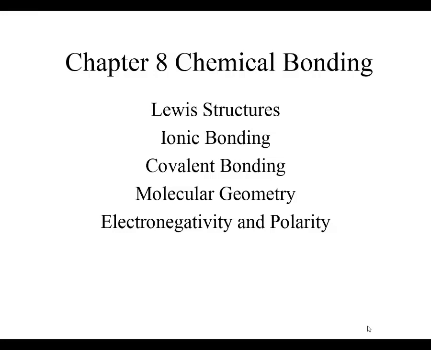In Chapter 8, we will be looking at how to predict Lewis electron dot structures and how to describe ionic bonding, covalent bonding, and molecular geometry. We'll be using concepts such as electronegativity and polarity of molecules, which will lead us into being able to predict the properties of molecules with respect to physical characteristics.